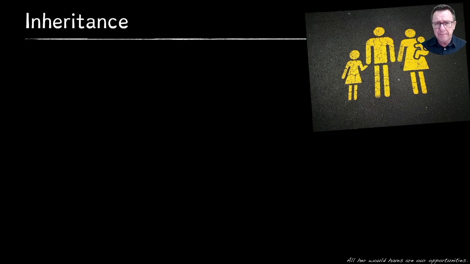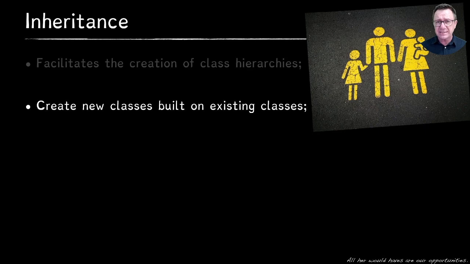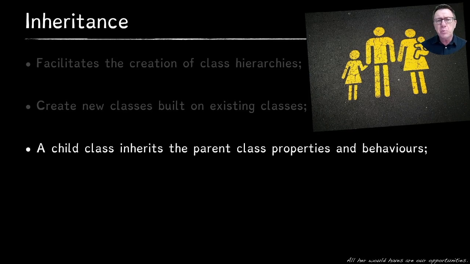Inheritance, really big one. Now, inheritance gives us the ability to create a hierarchy of classes. And this becomes really important as we start to develop systems, because we realize there are things within a system that start with a generic thing and then become more and more specific. So when we create a new class through inheritance, it's built on an existing class, and it's called a child class.